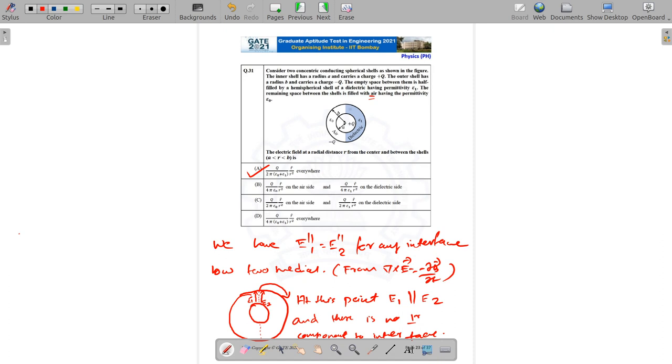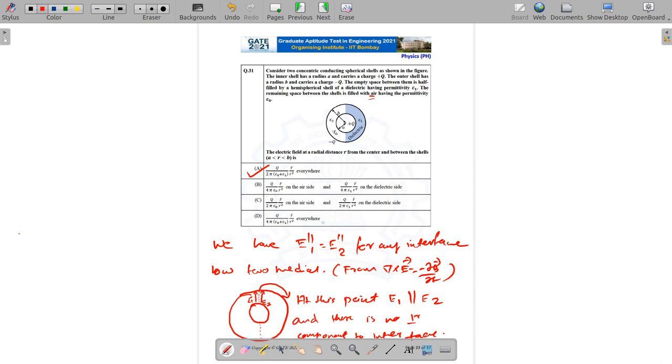So within this region, what is the electric field? Okay, the thing you have to apply here is that this rule is basically the boundary condition for electric fields.